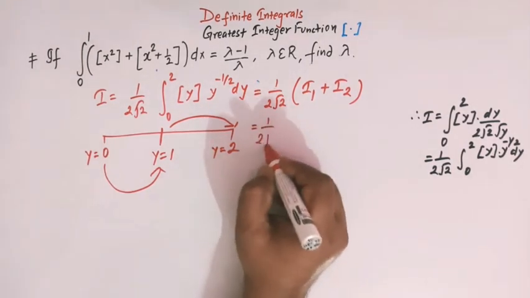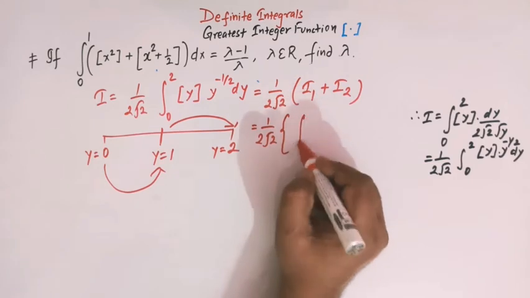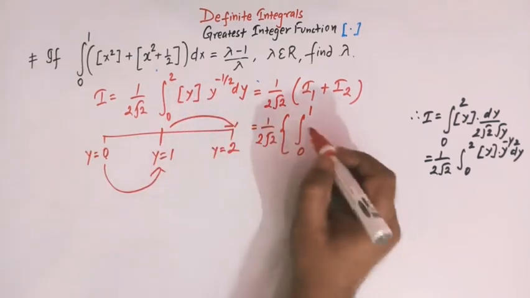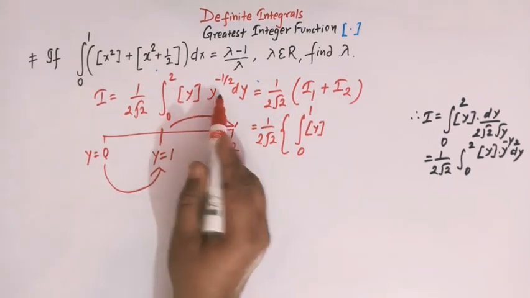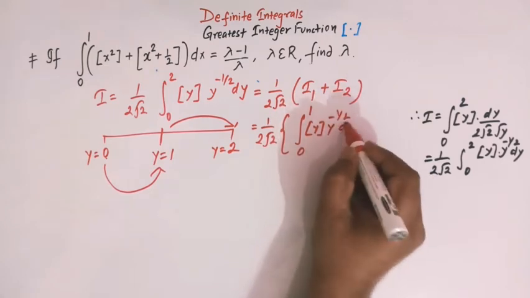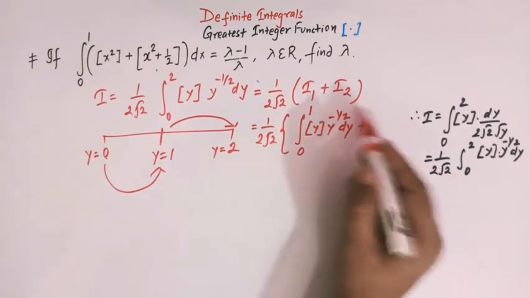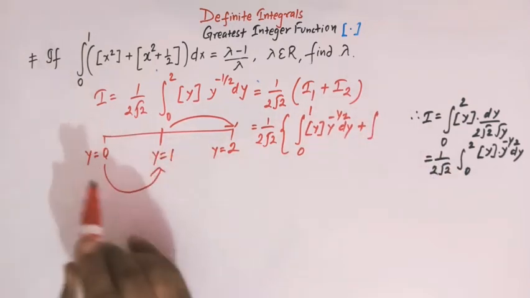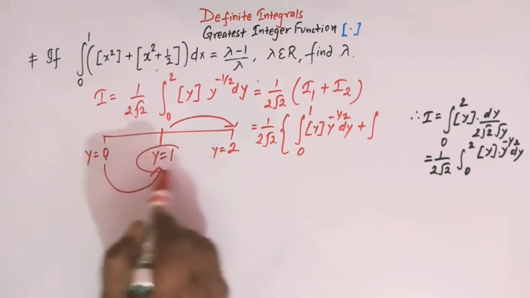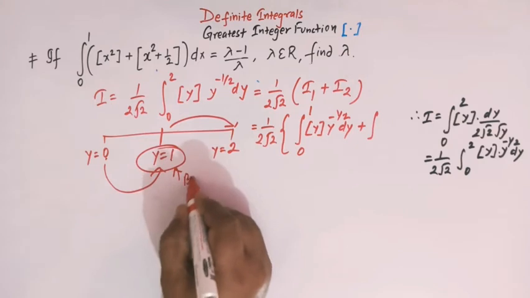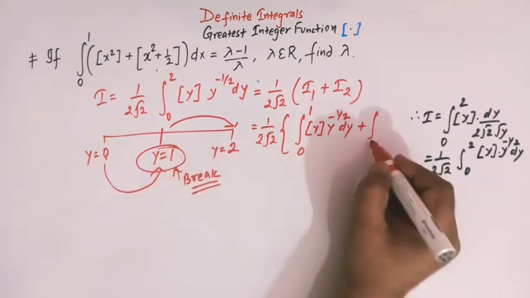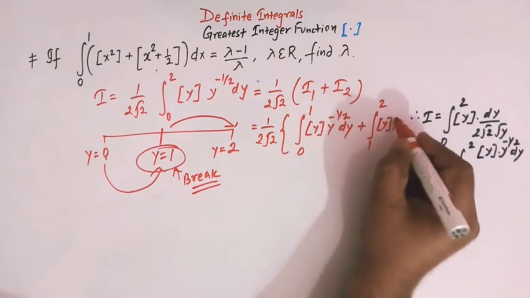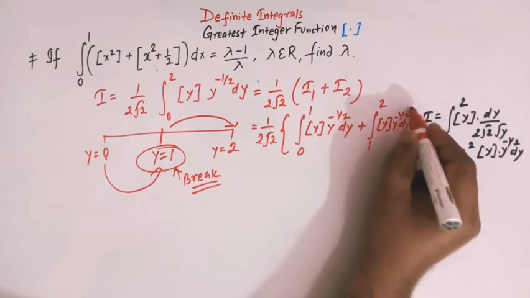And now I1 can be written as from 0 to 1, and we have the greatest integer of y here, and y raised to minus half dy, and then I2 is from 1 to 2, right? So y is equal to 1, which is the integer between 0 and 2, is the point where we break the integral, right? So here we have 1 and here we have 2, and the greatest integer of y, and y raised to minus half dy, right?